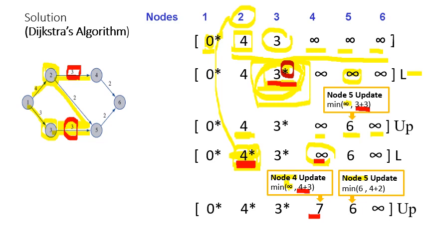Let's do an update for node 5. So the previous label for node 5 is 6. And then after making node 2 permanent by putting this asterisk sign here, now you need to compare between this 6 and the sum between 4 and 2. So compare between 6 and 4 plus 2. Because they are the same, the minimum between 6 and 6 is still 6. So in this update step, you don't change anything.